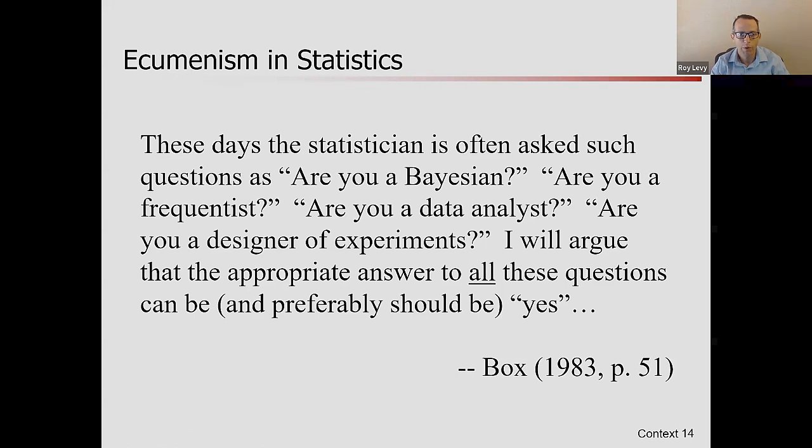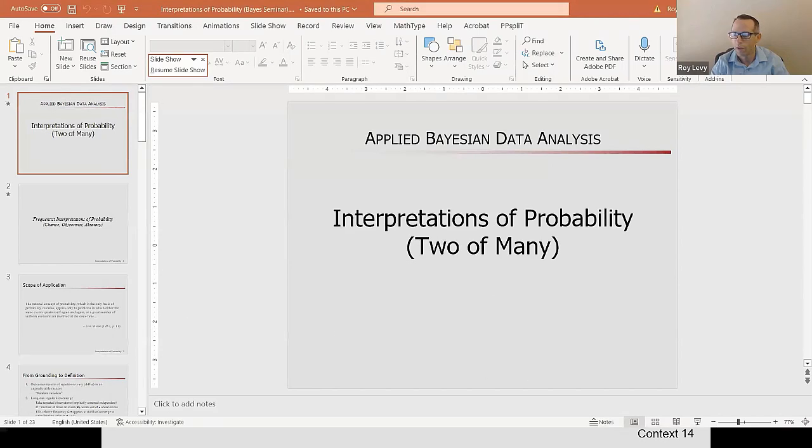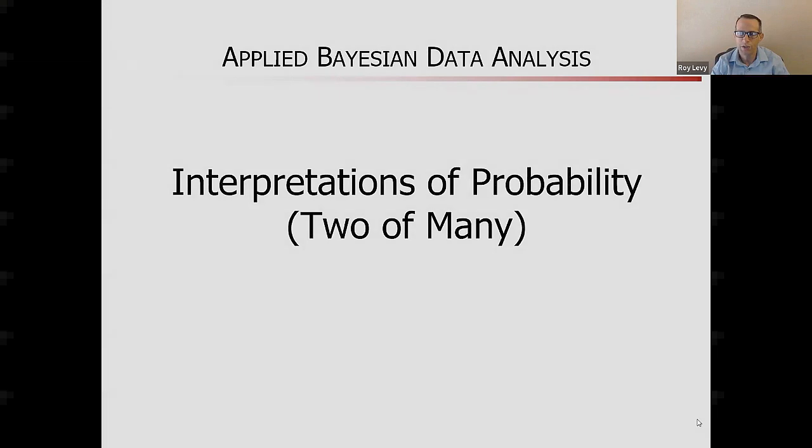I'm going to hop over and call up the next set of slides, which has to do with the interpretations of probability. So we just talked about the machinery a little bit. Now I'm going to introduce some interpretations of probability. We're not going to cover all different possible interpretations. We're going to cover 2 big popular ones, and we'll talk about why.